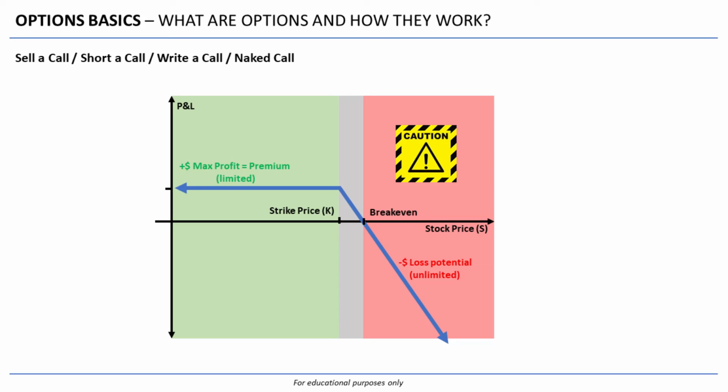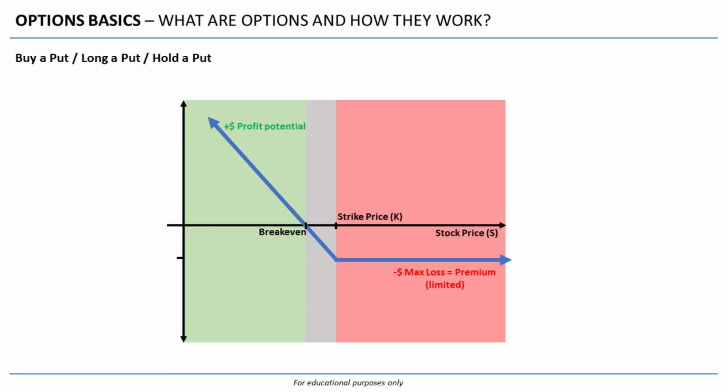Buy a put, long a put, hold a put. Going from right to left. Red section. At expiration, the stock price is at or above the strike price. Therefore, there is no intrinsic value and the option expires worthless. It makes no sense to exercise. The result will be a loss equal to the premium paid. The option holder cannot lose more than that.